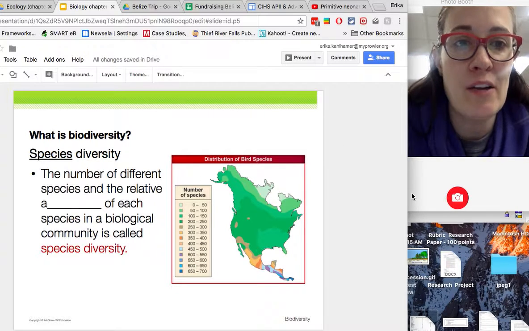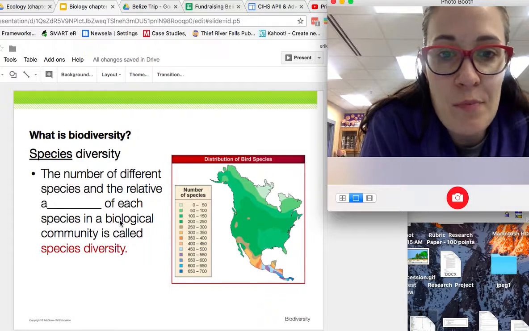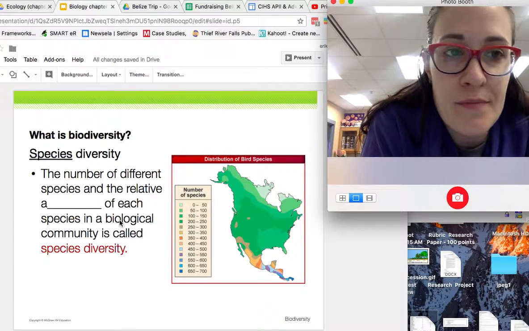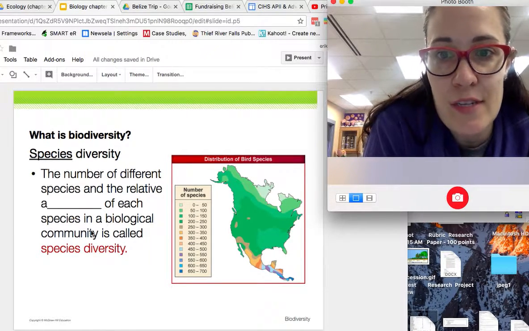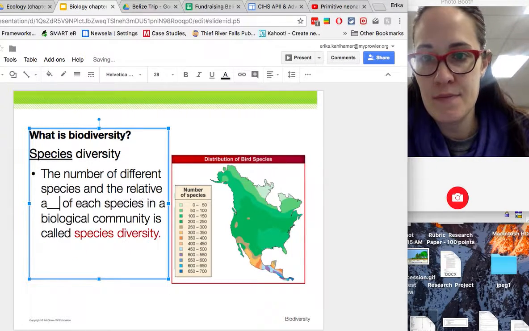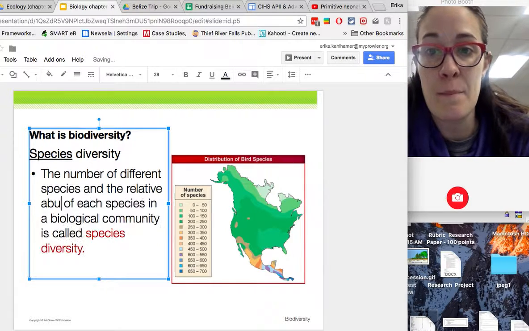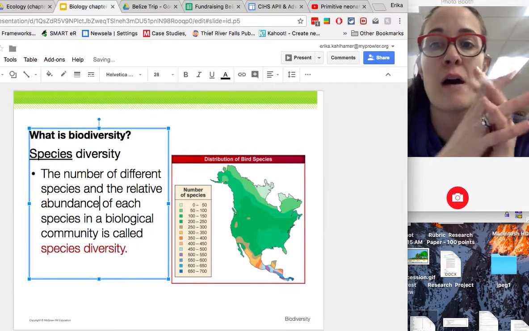Another type of biodiversity is species diversity. If you add up the different species in the area, that would be species diversity. So it's the relative number of different species and the abundance of them. So you count them up.